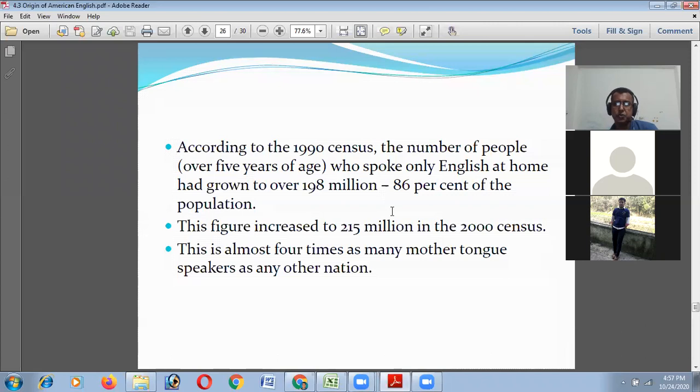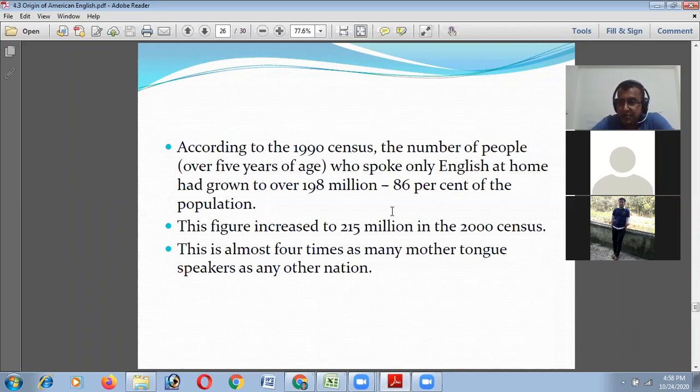This figure increased to 215 million in the 2000 census. So this is almost 4 times as many mother tongue speakers as any other nation. Before America, we see that England had been using English as their first language, especially the UK countries. That means England, Ireland, Wales, and Scotland.